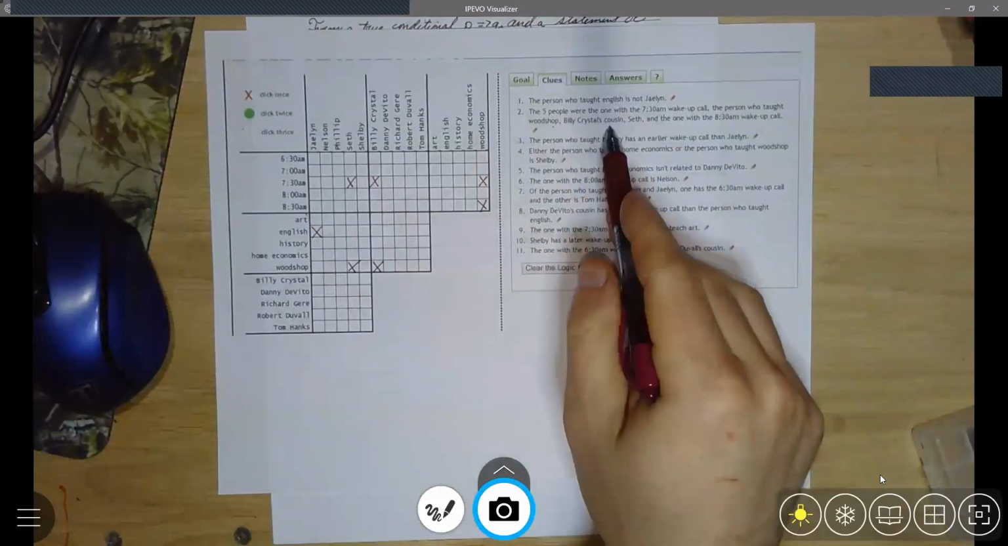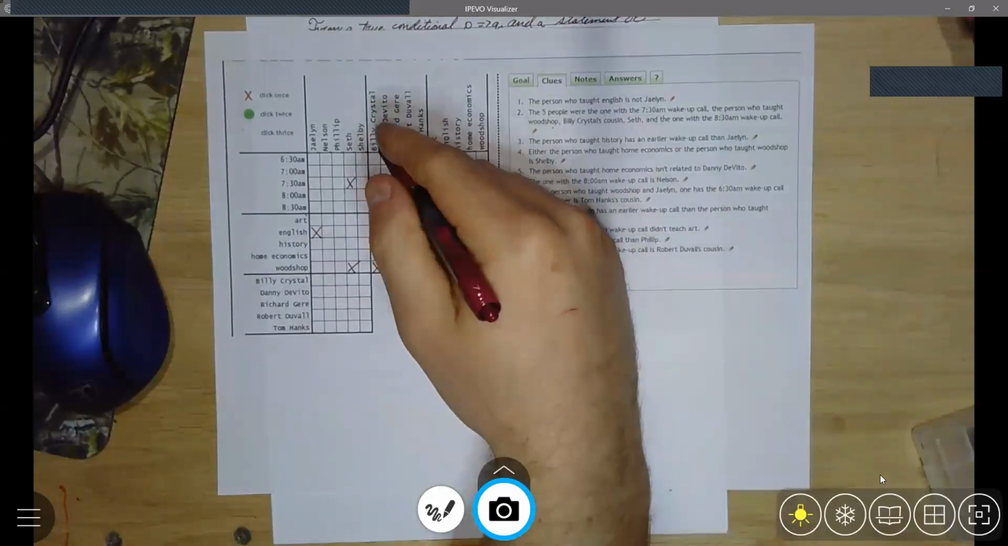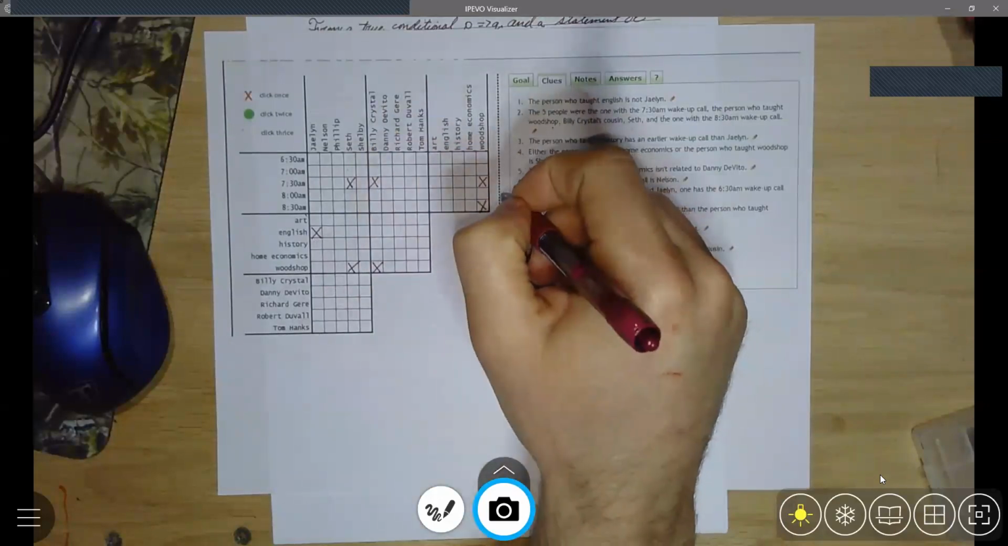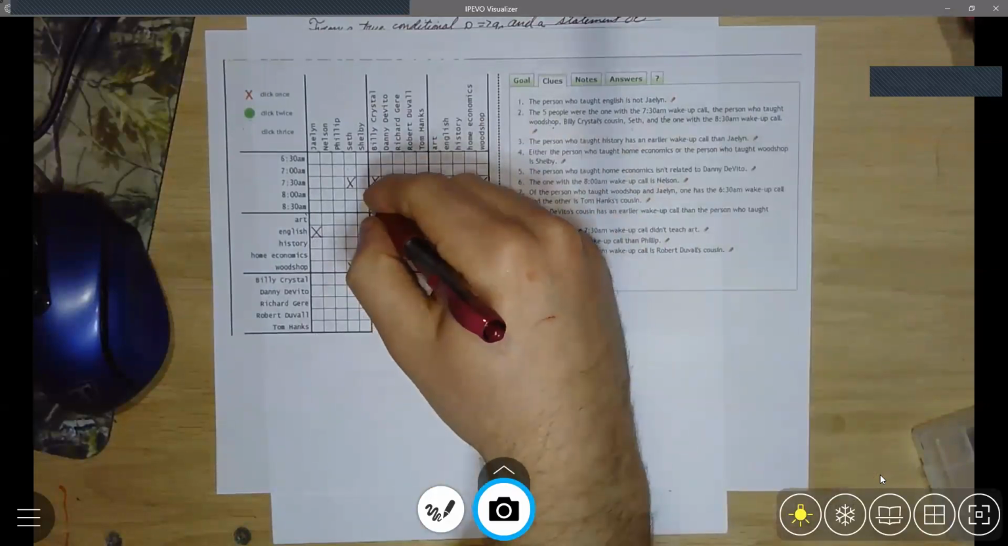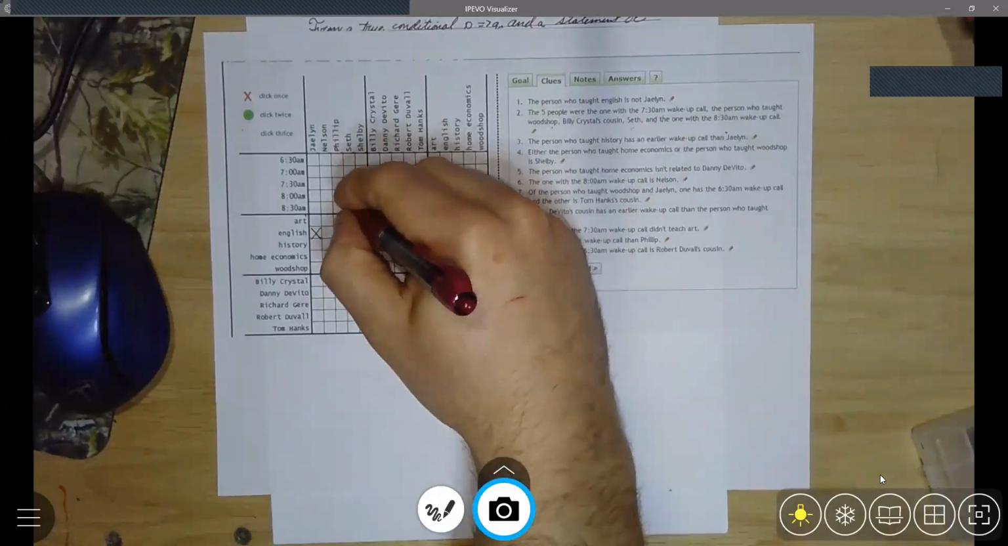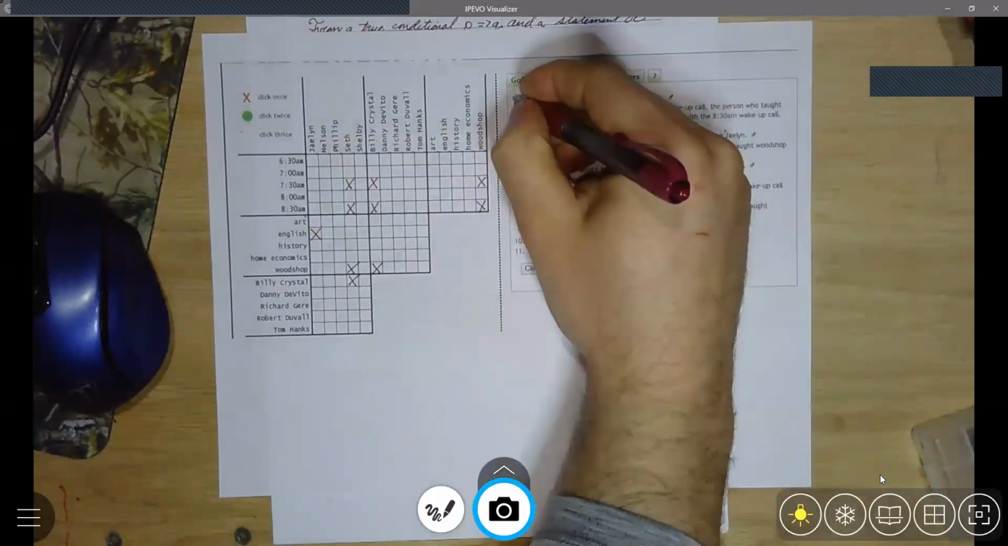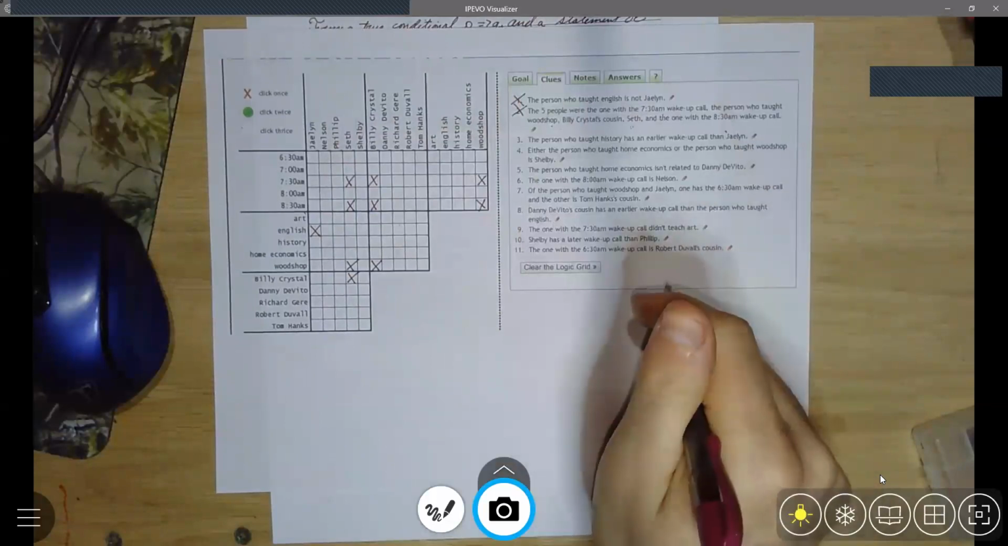All right, now we've got Billy Crystal's cousin is not Seth. So Seth, Billy Crystal here. Billy Crystal's cousin is not the one with the 8:30 wake-up call. So that's here. And then Seth doesn't have the 8:30 wake-up call. Seth, 8:30. Okay, so that's how you work through those clues in order so you can eliminate everything. Clue number 3, the person who taught history. If you want to, you can X out clues if you never have to go back to them, meaning there's no new information you can get there.